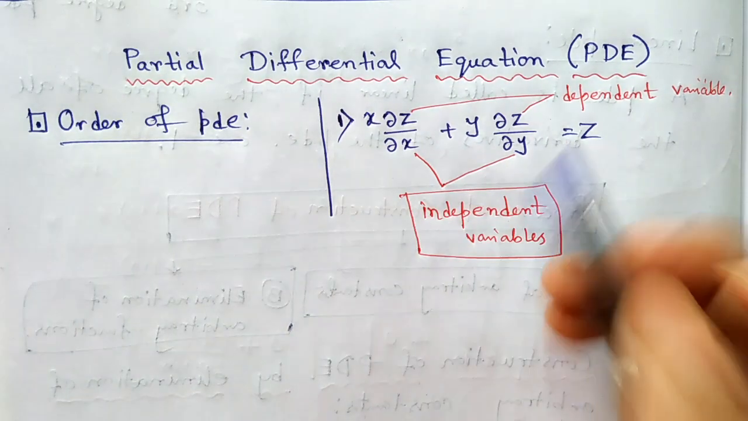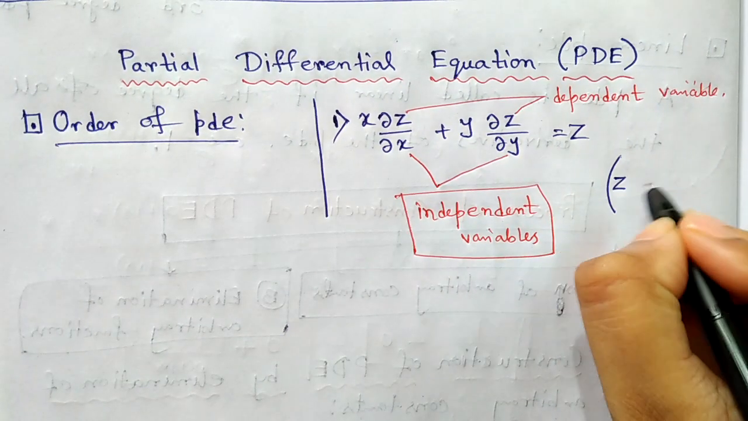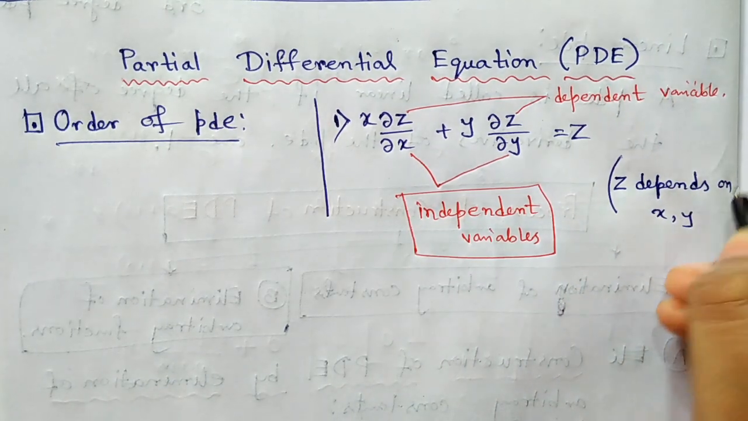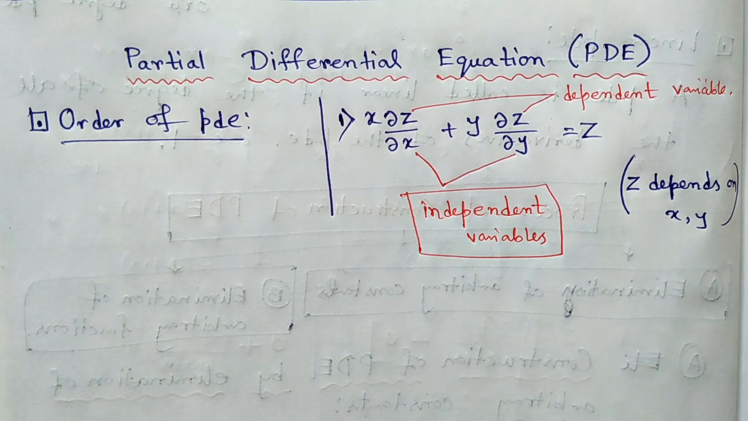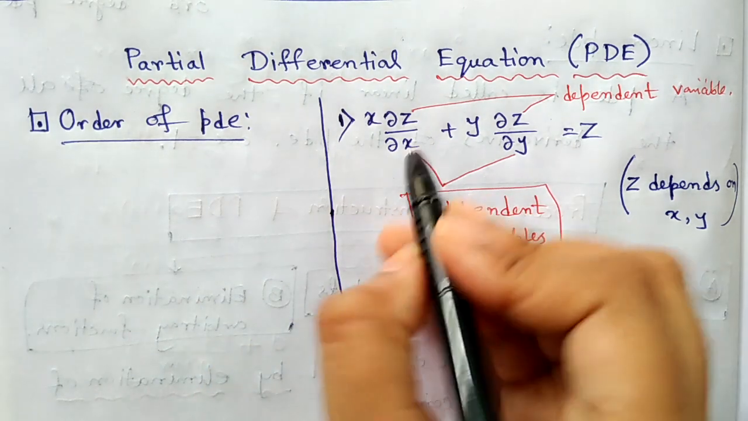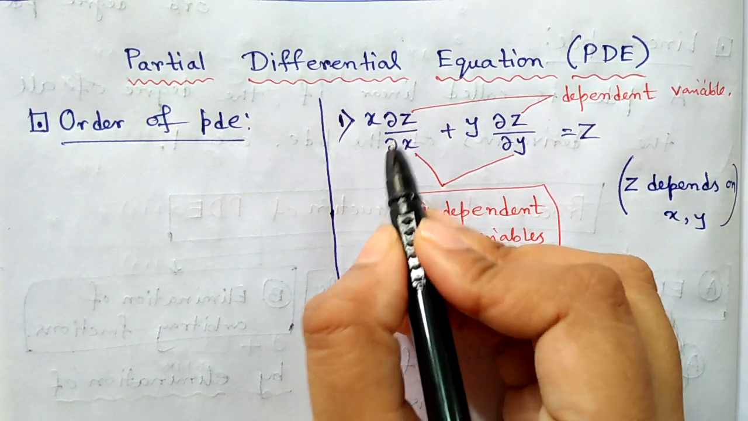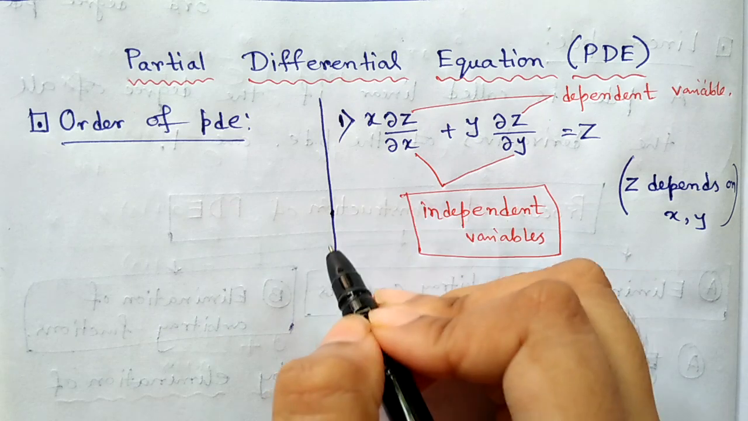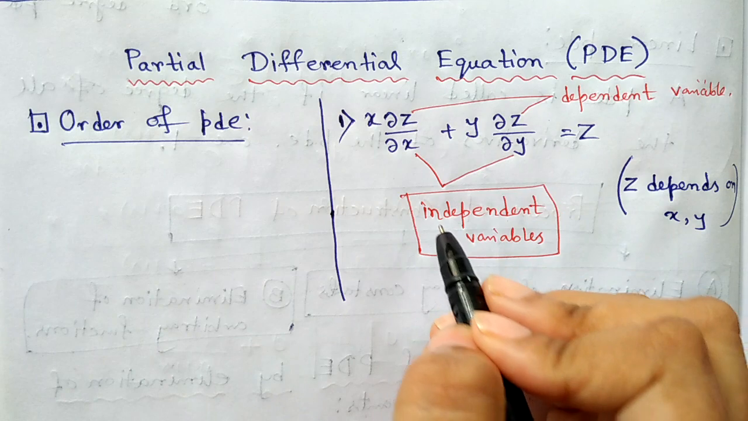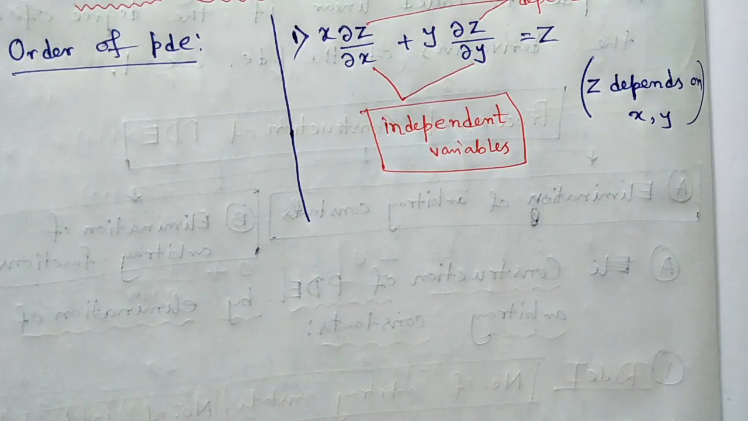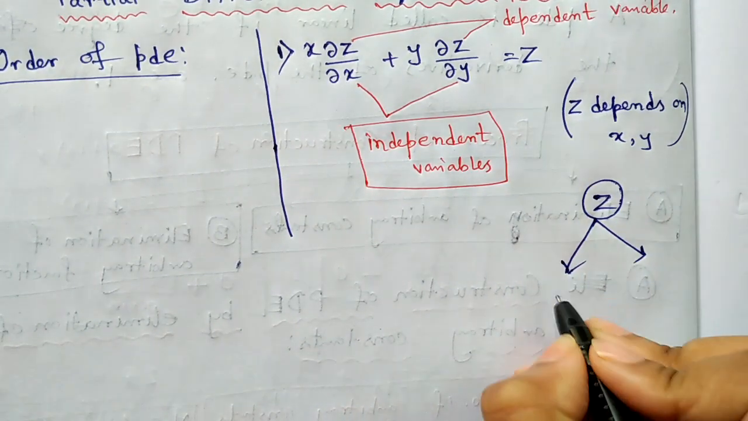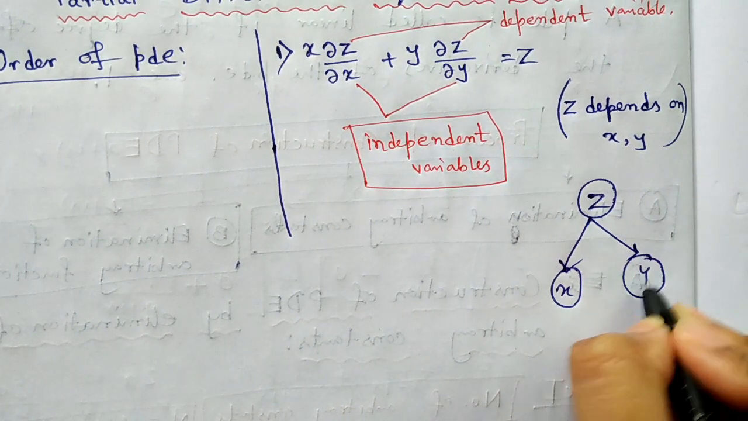So in this PDE, z depends on x and y, right? Now these are the partial derivatives. First one is the partial derivative of z with respect to x, and second one is partial derivative of z with respect to y, or it can be written in that way: z depends on x and y.